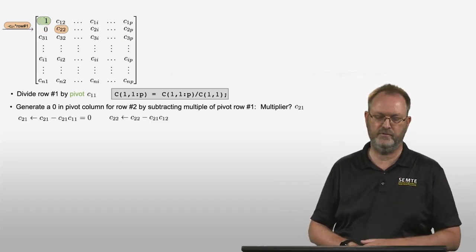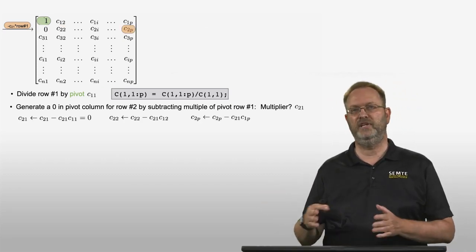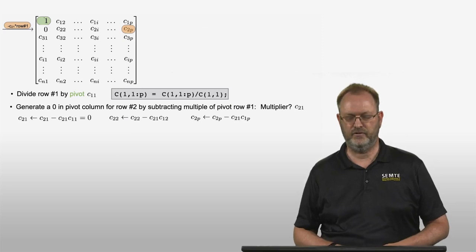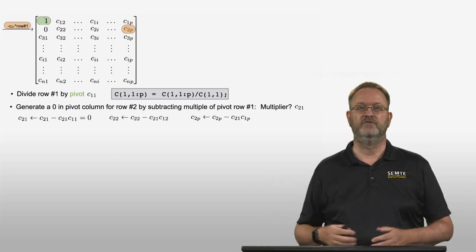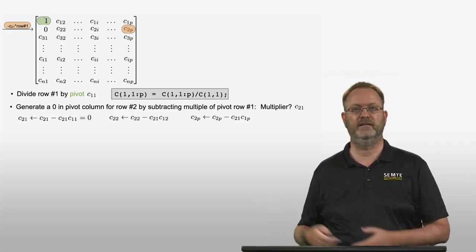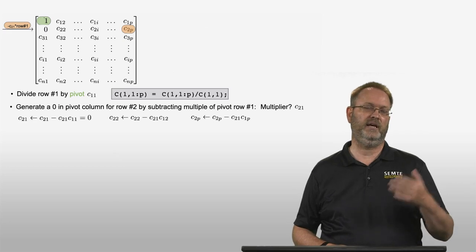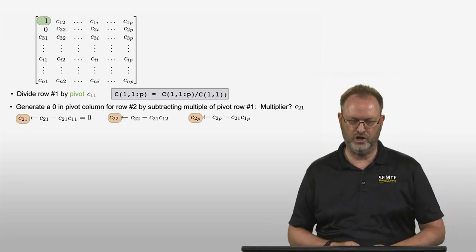That will turn this into a 0, and we're going to do this now for each one of the entries in the second row, all the way to the last column, the pth entry, so that C2p becomes C2p minus the multiplier C21 times the corresponding entry in the pivot row C1p. So let's write this into code.